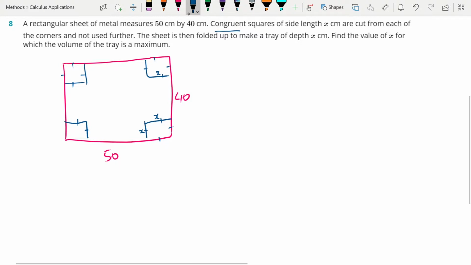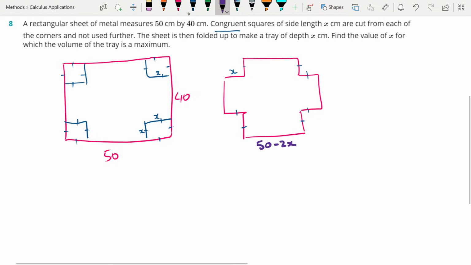Now, it says that these are cut out and not used further, so what we're left with is a shape that looks like the net of a rectangular prism, and we know this is x and this is x, and these side lengths here would now be 50 take away 2x, because we've taken off x from each side, and 40 minus 2x, because we've taken off two lots of x from that length.